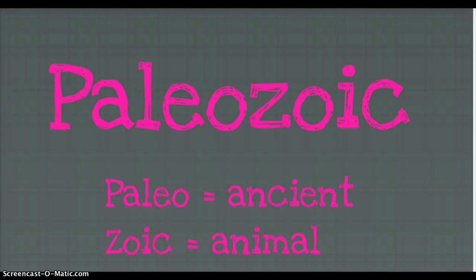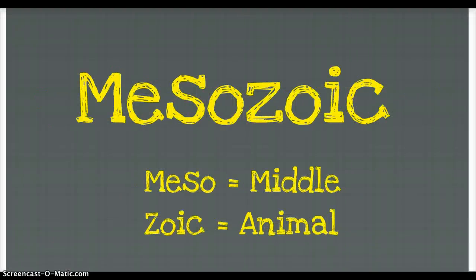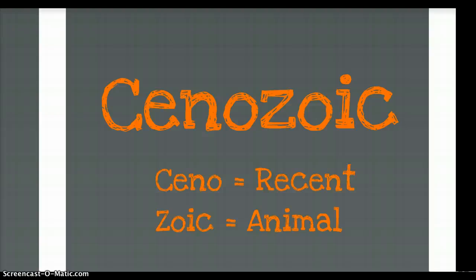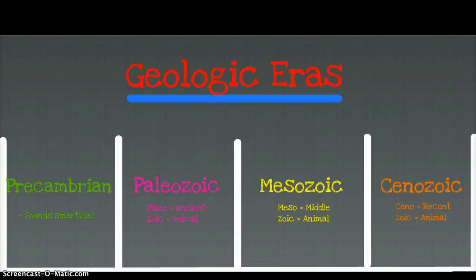The Paleozoic, paleo means ancient and zoic means animal, so Paleozoic is ancient animal. The third era is the Mesozoic, and that meso means middle. This would be the time of the dinosaurs, and then finally you have the Cenozoic, which is recent animal. Those are the different geologic eras.